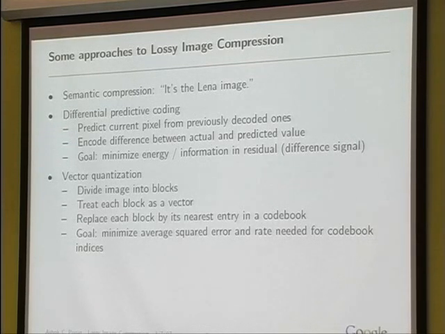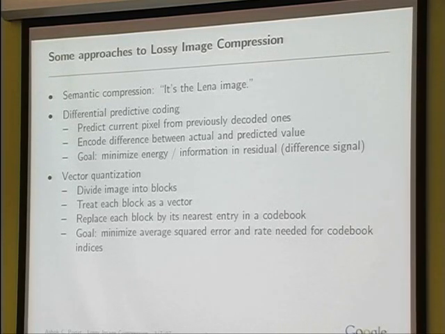Another approach is vector quantization. This is of great theoretical interest, and also some actual coders have used this and have done pretty well. The idea here is to divide up the image into blocks, and we'll see that that's a recurring theme in lossy image compression. Then we treat each block as a point in space, as a vector. And to encode, we're going to replace our input vector with its best representative in some finite set called a codebook of vectors. And then that is what you reconstruct at the receiver. And there the goal is to minimize the average squared error with a constraint on the bits you spend on the codebook index.